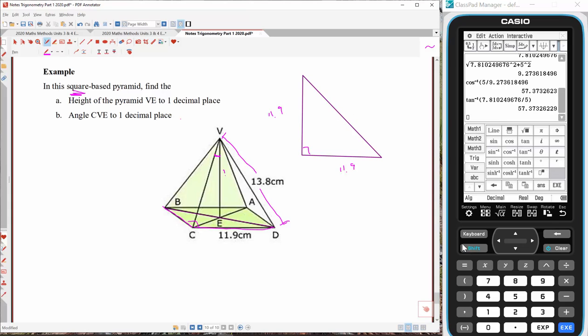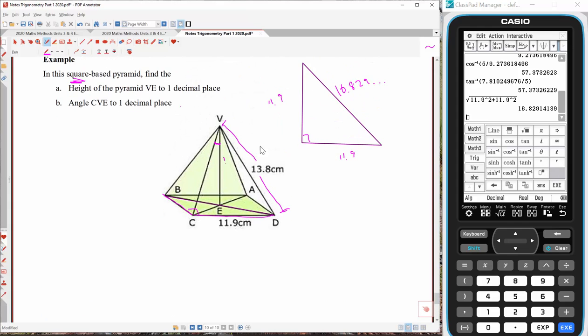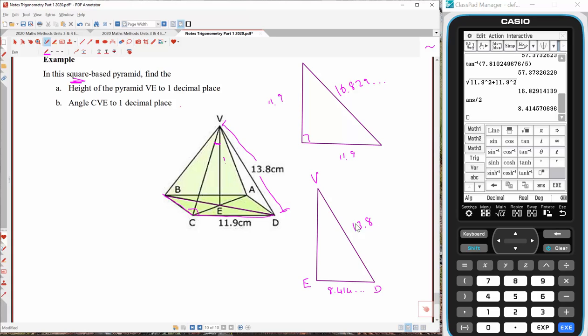So we'll slam that into Pythagoras' theorem. So shift root 11.9 squared plus 11.9 squared. Sounds reasonable. 16.829 dot dot dot. Okay, so let's divide that by 2. That means that ED, okay, so I'm going to draw this triangle now. So this is going to be 8.414 dot dot dot. Now this one here, VD, is going to be 13.8.